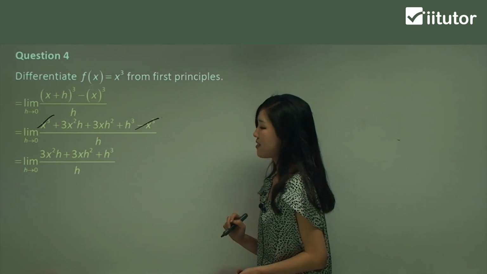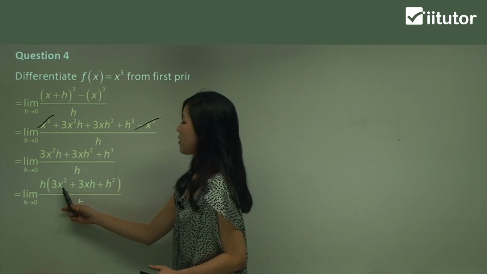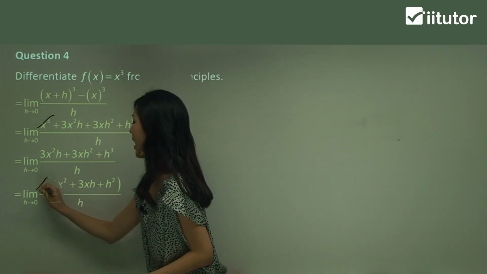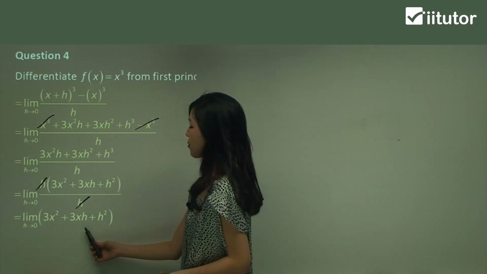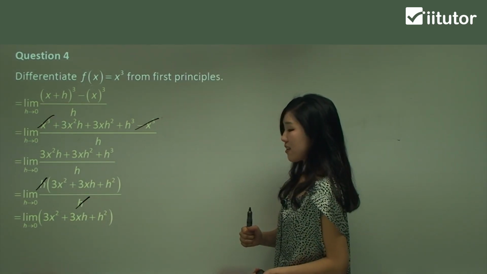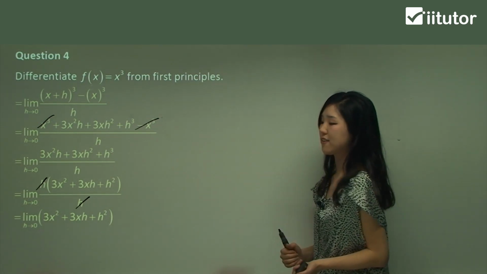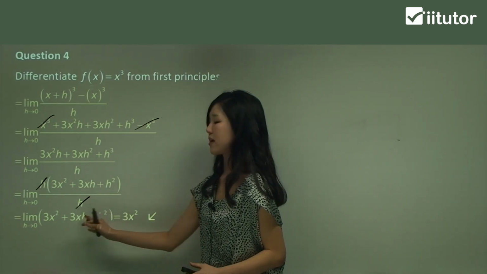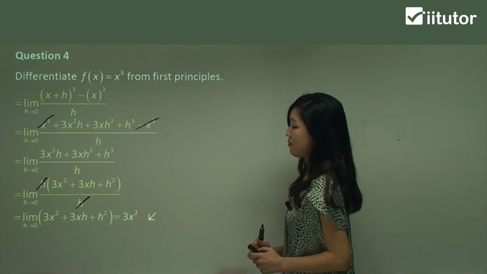I hope you can see that h is a common factor, so we can factorize by h. We have 3x squared plus 3xh plus h squared left inside, and again, we can cancel. So what do we have left? We have 3x squared plus 3xh plus h squared. Can we factorize any further? No, we can't. We can't even simplify it. So what we're going to do is just sub in h is 0 and it becomes just 3x squared, because these all have h's in them, so these all become 0. So all we have left is 3x squared, and that's the answer to question 4.